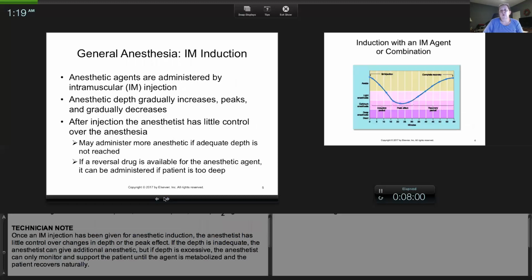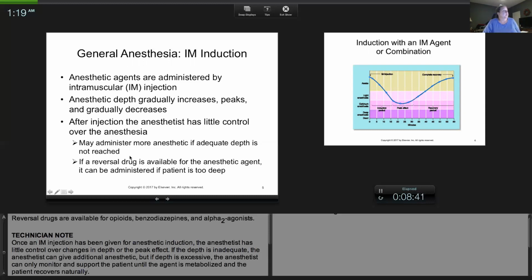Okay, so I spent a lot of time last term going over the induction agents, but I want to talk about how we can give induction agents. Now, your most common route is IV. By far, intravenous is how we give propofol, alfaxan, Cat-Val, but there are different protocols that you can give IM. Now, each induction route I'm going to talk about has advantages and disadvantages. On the study guide, I'm going to want you to be able to identify what is different about these routes.